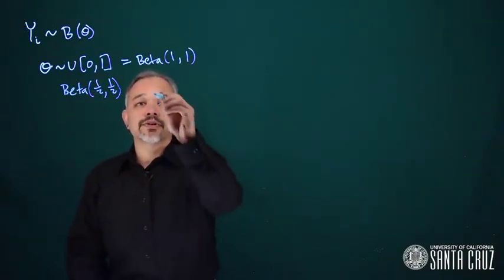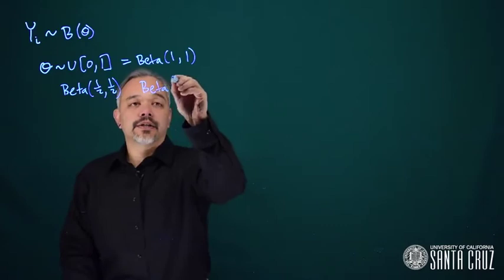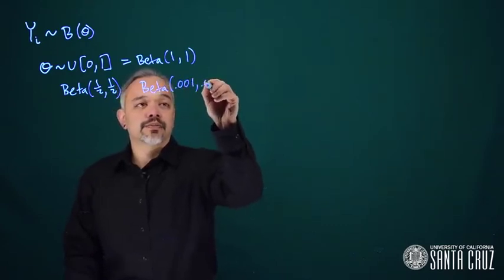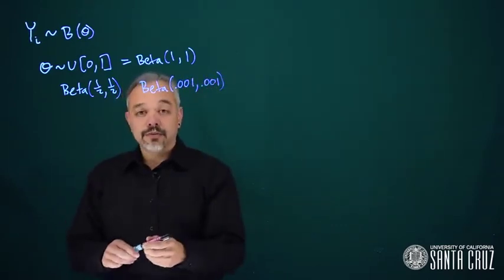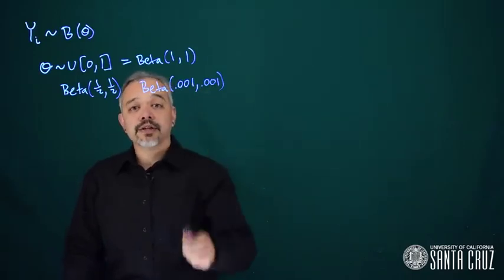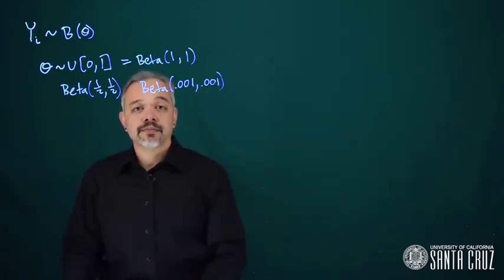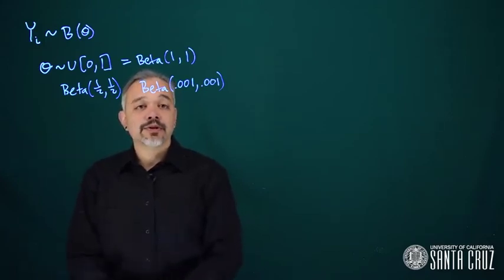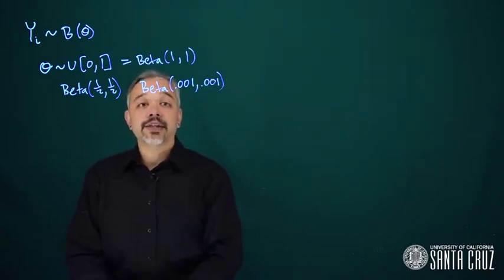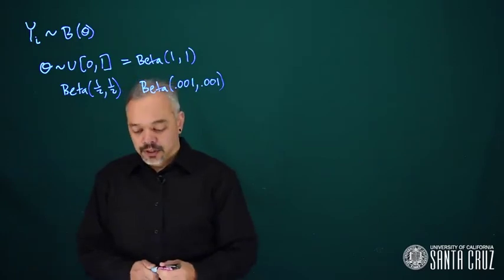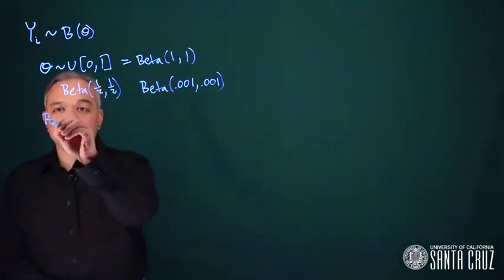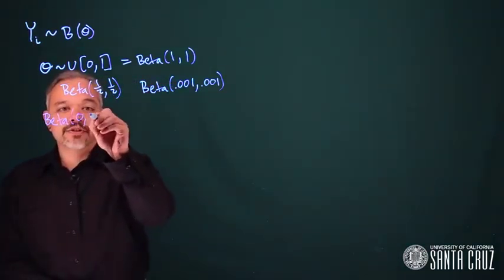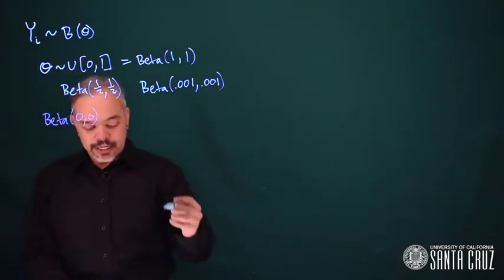We can take this even further. Think about something like a beta 0.001, 0.001. This would have much less information, a sample size fairly close to 0. In this case, the data would determine the posterior, and there would be very little influence from the prior. Can we go even further? In fact, we can. We can think of the limiting case, something that we could think of as a beta 0, 0. What would that look like?